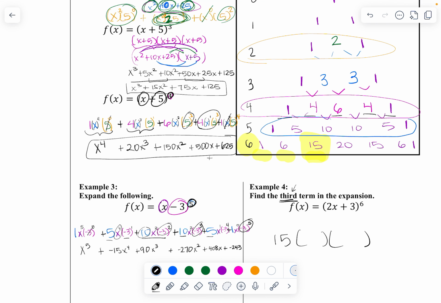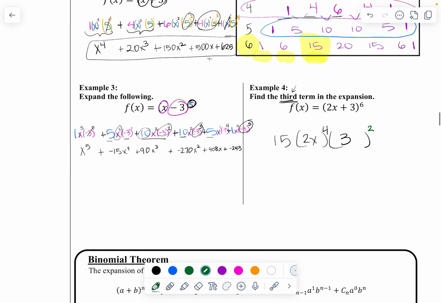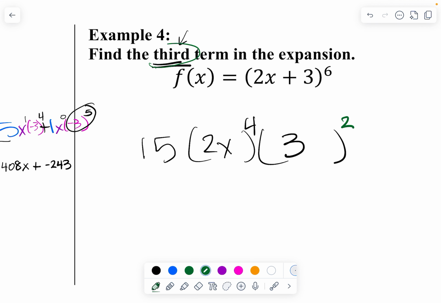And if it's the third term, remember, this would be our first term, which is in this case 2x. So we're going to go 2x and 3. This would be 2x to the 6, 2x to the 5. This will be 2x to the 4th. So we're going to put a 4th power here. And then this 3 would have been 3 to the 0, 3 to the 1, and this would be 3 to the 2. So we're going to put a 2 power here. So that's how we're going to find that third term.